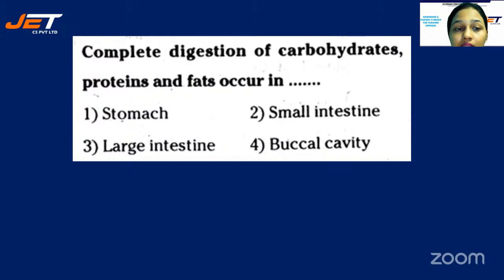Next question. Complete digestion of carbohydrates, proteins, and fats occur in stomach, small intestine, large intestine, or buccal cavity.